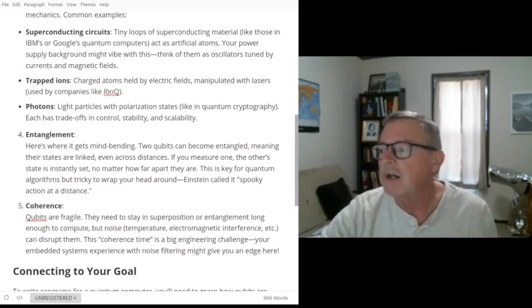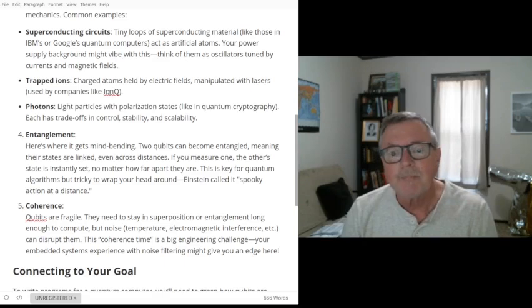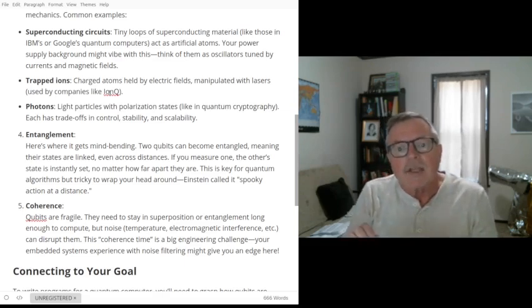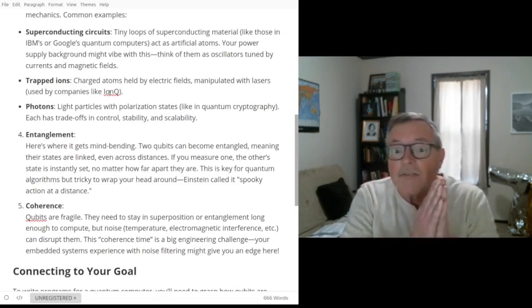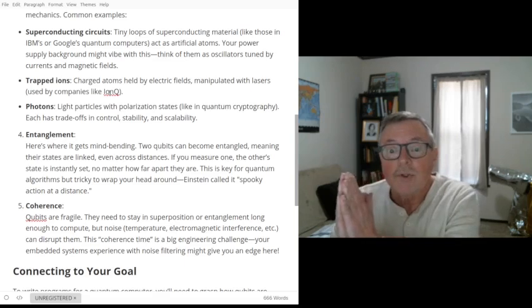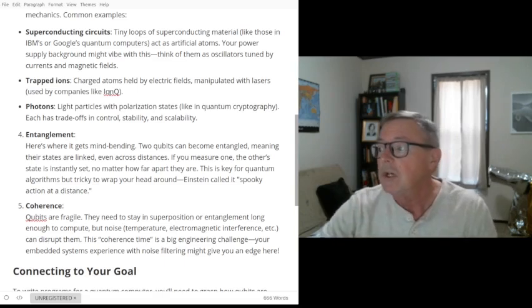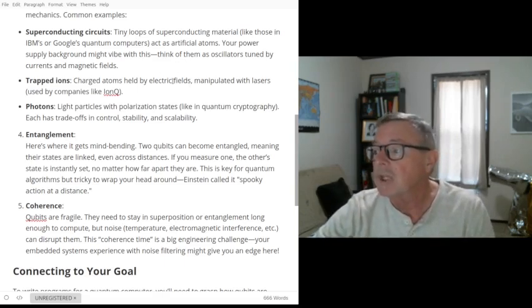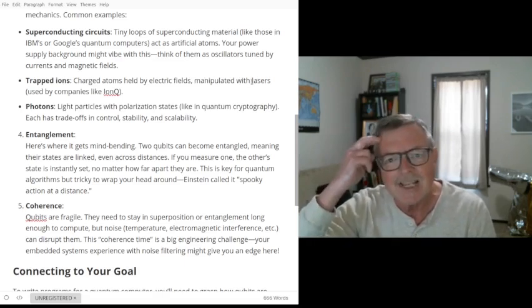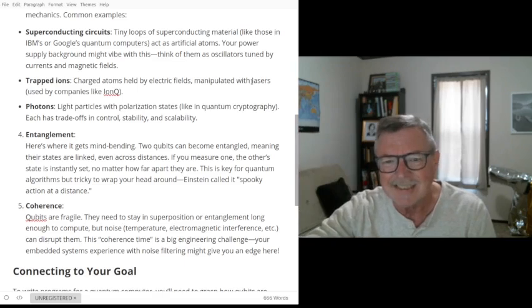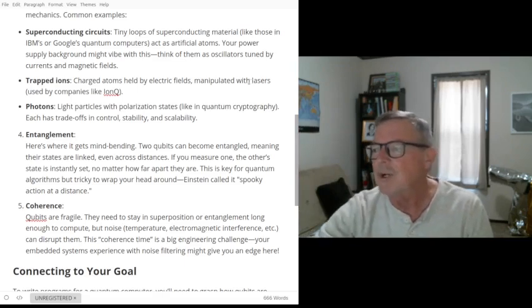Now, trapped ions. You know what an ion is? That's an atom where the positive and negative charges are not balanced. It's either a negative or a positive ion, and guess what? An ion has a charge, so it's going to move in response to a charged field. So they can be manipulated with electric fields, and they also say something with lasers. Lasers? Electric fields? I don't know. It gets pretty weird, doesn't it?